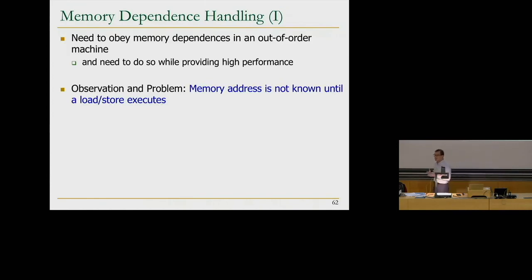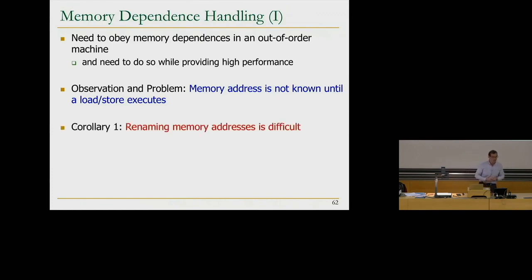The key observation and key problem is that the memory address is not known until a load or a store instruction executes. So the first corollary is that renaming memory addresses is difficult because of this. You cannot do it at the decode stage. If you really want to do renaming, you need to do it over here. But that's too late because things are already out of order over there. The beauty of renaming was that when you're doing the renaming, it's in order, so it can link the producer to the consumer correctly. Here, it's a mess.